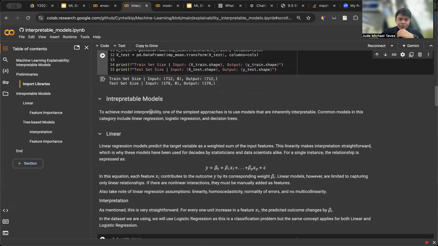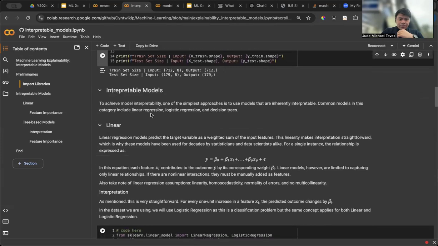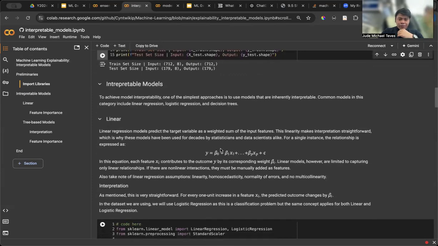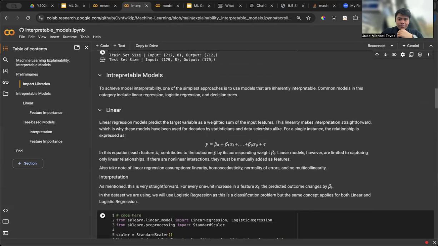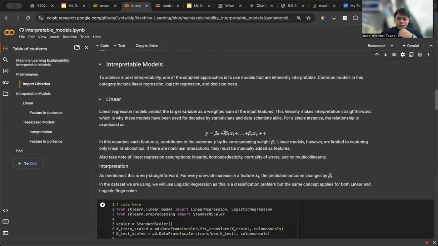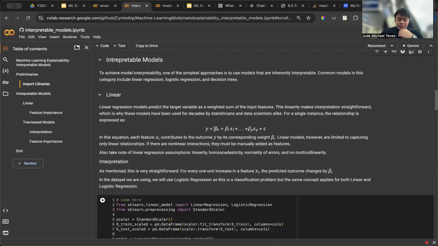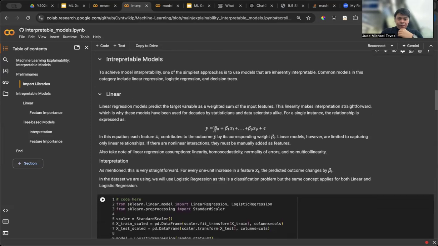Now let's discuss interpretable models. The simplest approach is to use models that are inherently interpretable. Common examples of that would be linear regression, logistic regression, and decision trees. For linear models, this is very good because it's very straightforward. These models have been used by statisticians and data scientists for decades. And the relationship is essentially y equals mx plus b.